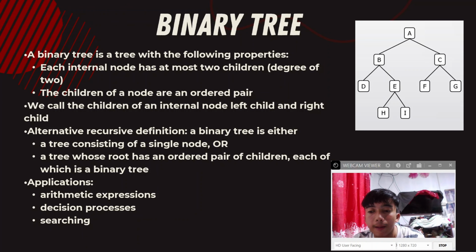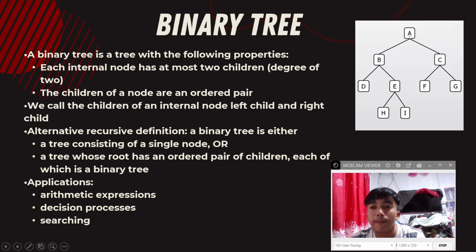So, binary tree. A binary tree has the following properties. Each internal node has at most two children, the degree of 2. The children of a node are an ordered pair. We call the children of an internal node left child and right child. Alternative recursive definition: a binary tree is either a tree consisting of a single node, or a tree whose root has an ordered pair of children, each of which is a binary tree.